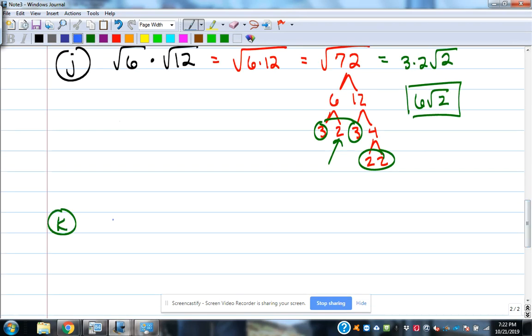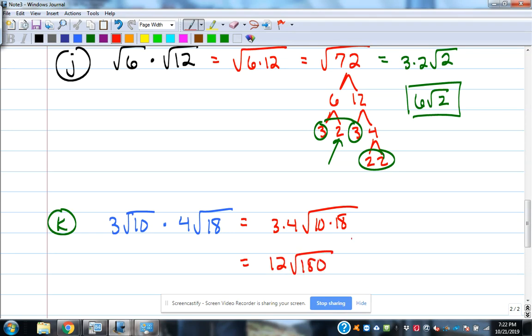Let's say we had something like 3 radical 10 times 4 radical 18. Remember the rules. Inside times inside, outside times outside. 3 times 4 on the outside, 10 times 18 on the inside. So that's going to be 12 square root of 180.